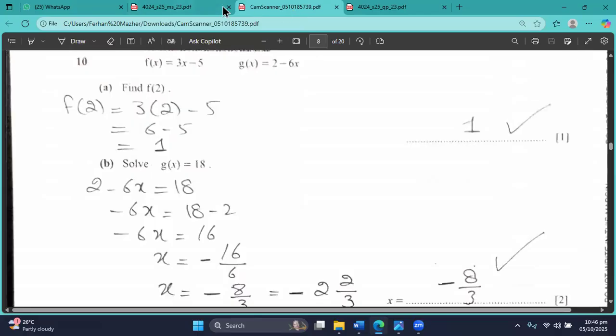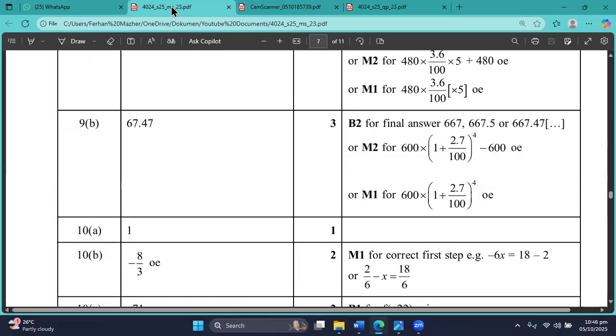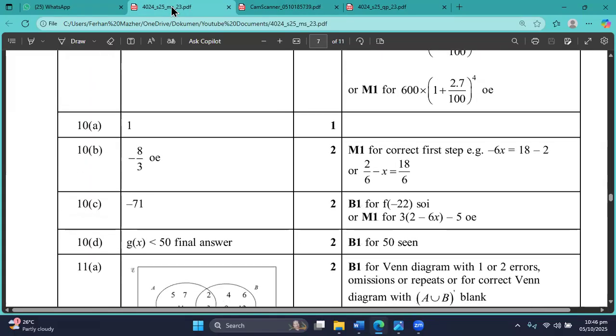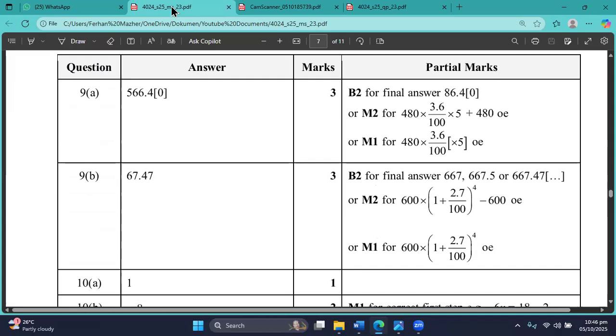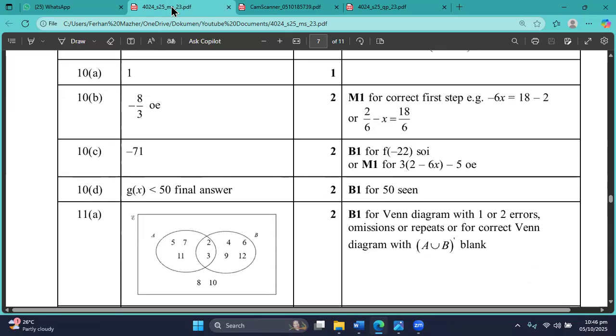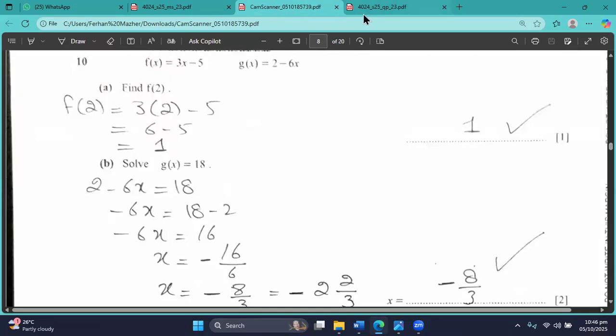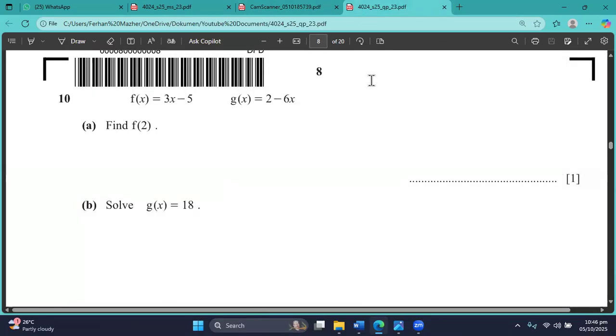Okay, so here we have f of 2 will be 3 into 2 minus 5. That's 6 minus 5. That is 1. So question number 10, A part, 1 is the answer, sir. Okay. Then they say solve, question number 10, B part. G of x is equal to 18. Make this formula equal to 18 and get the value of the x.